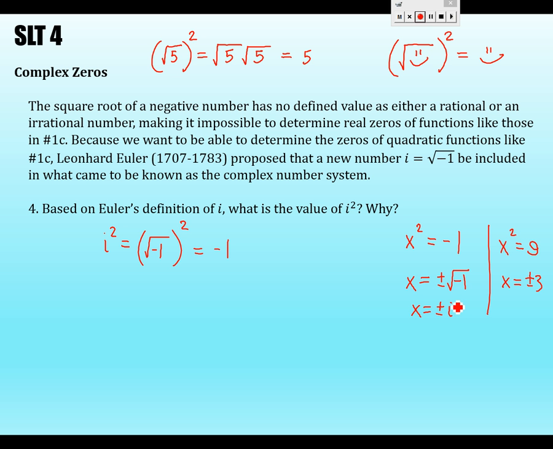And if you haven't checked this, I just want to be clear here. i is defined to be the square root of -1. Yes? That's what we said. So when you square it, you get -1.